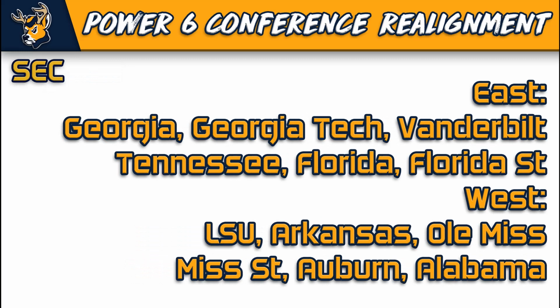So our next conference we have is the SEC. In the SEC East, we have Georgia, Georgia Tech, Vanderbilt, Tennessee, Florida, and Florida State. In the SEC West, we have LSU, Arkansas, Ole Miss, Mississippi State, Auburn, and Alabama. So throughout this whole Power 6 conference realignment, the SEC West is the only division that actually stays the same. Well, I actually think there's one team missing, but I could be wrong. I'm not good with my math today. But the SEC West stays the same.